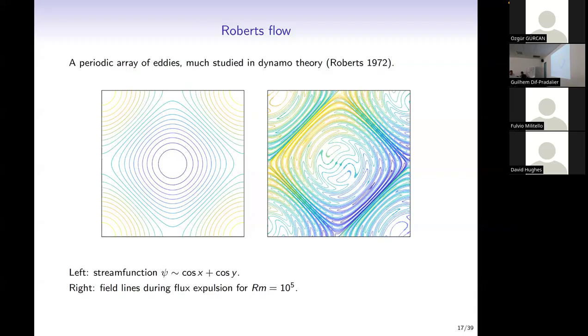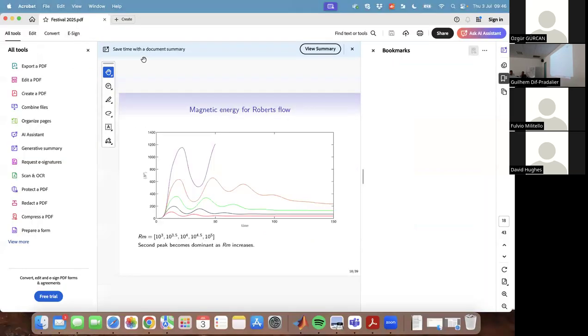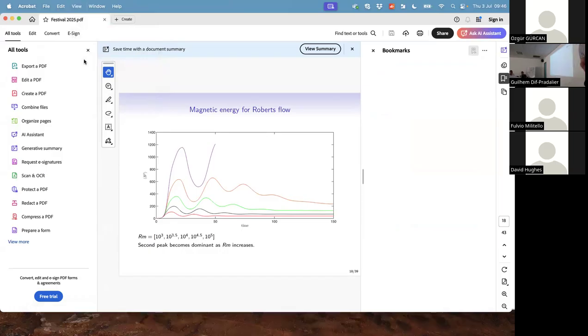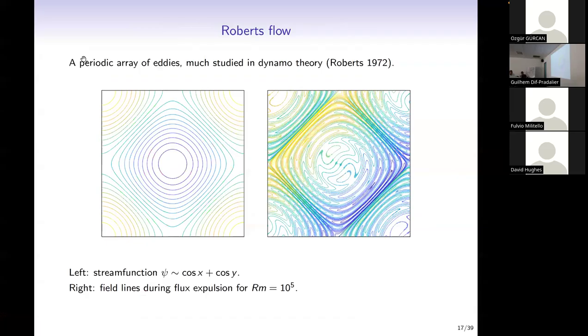What is the answer? So I was just playing around with this in preparation for this talk. Oh no, now I've done something terrible. How did I do that? I pressed the wrong button. Okay.